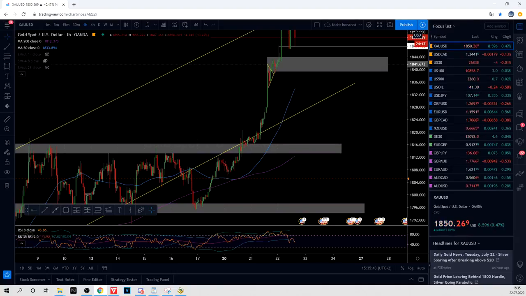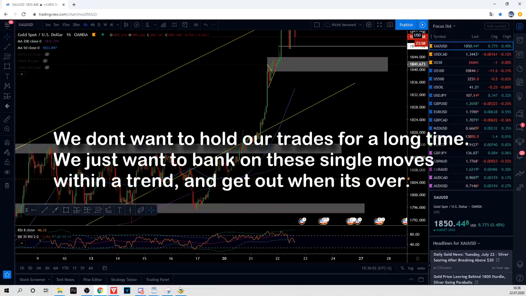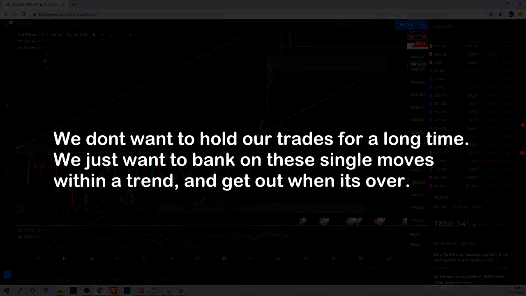You can put your stop behind the low or high of the recent candle, or you can put your stop below the recent structure low or high, or you should close the trade as soon as you see a break of structure, okay? When the opposite side takes control of the market, we don't want to hold our trades for a long time, okay? We just want to bank on these single moves within a trend and get out when it's over.